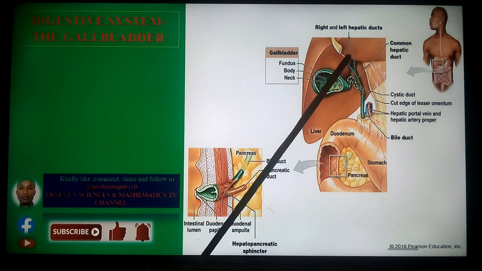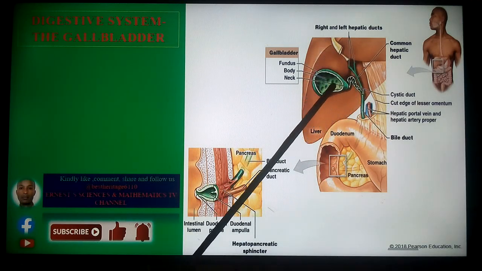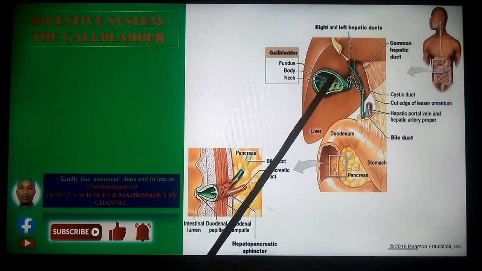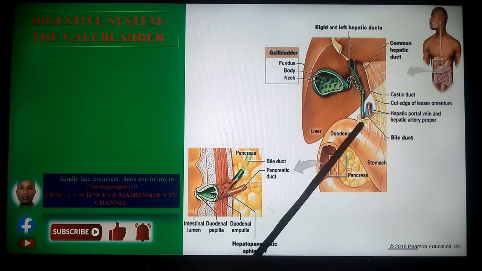So we're going to see that the liver is going to produce the bile, and this bile is going to travel into the gallbladder. Upon a specific range of concentration, this is going to be triggered by the CCK, and it's going to be released into the digestive system through this specific bile duct.